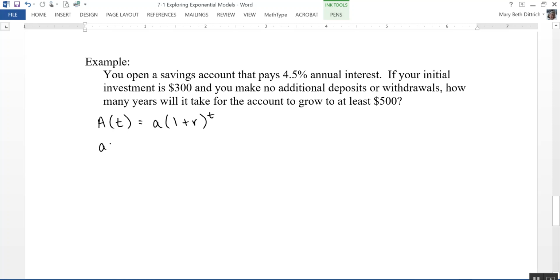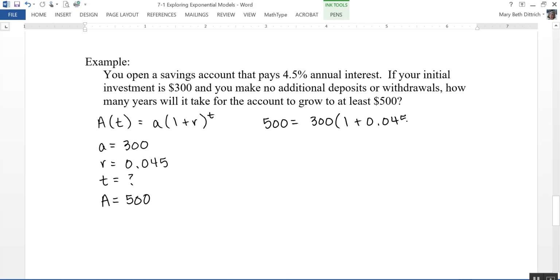Let's identify our variables. The amount I deposit is $300. My rate is 0.045. What I don't know is the time. That's what it's asking me for, how many years. And then will my eventual amount be at least $500? So that's my big A. So let's plug those in. So 500 equals 300 times 1 plus 0.045 raised to the power of t.